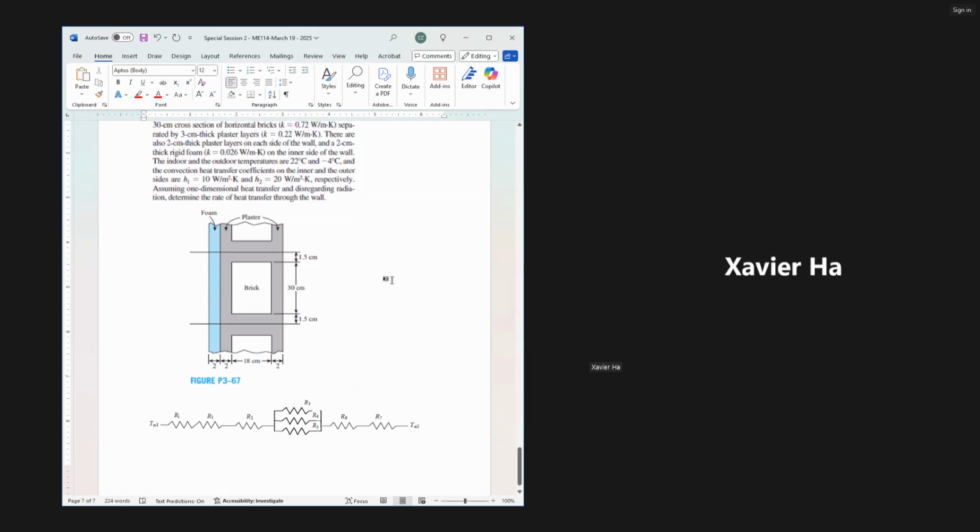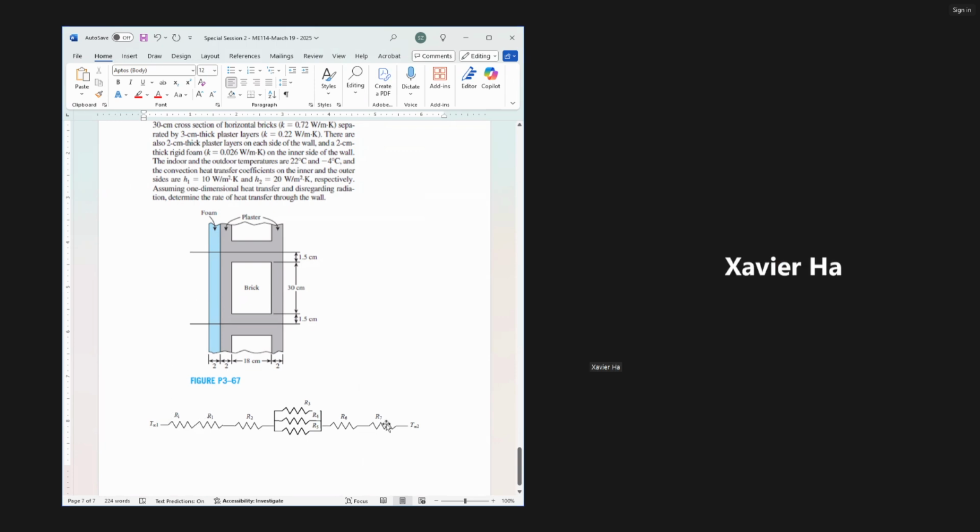So, oh wait, never mind. I understand it. This is T infinity 1 here, and T infinity 2 is here. So T infinity 1 and the blue wall here on the foam, that will be the convective heat transfer, which is Ri.